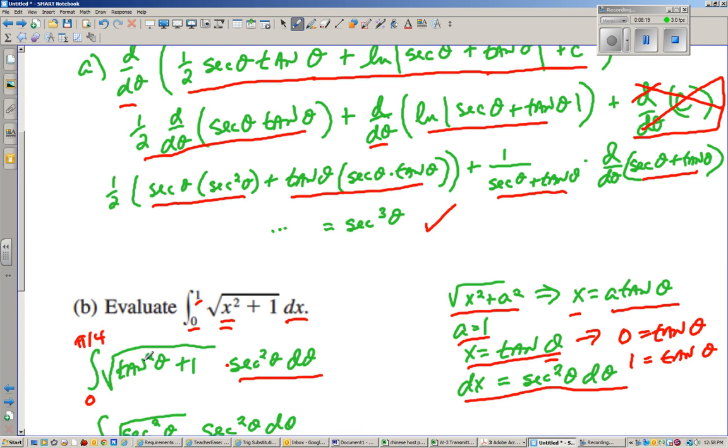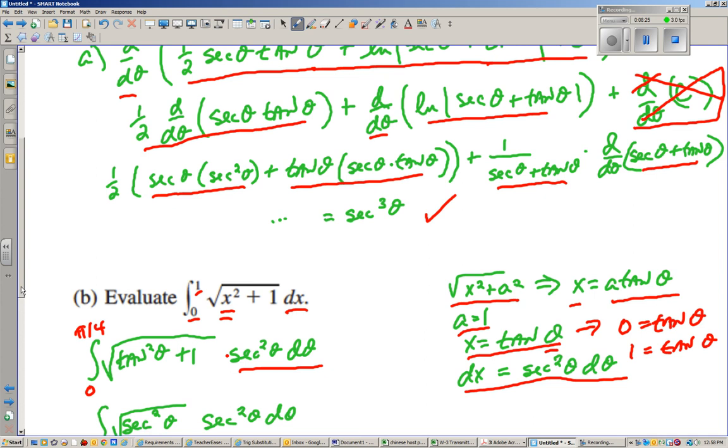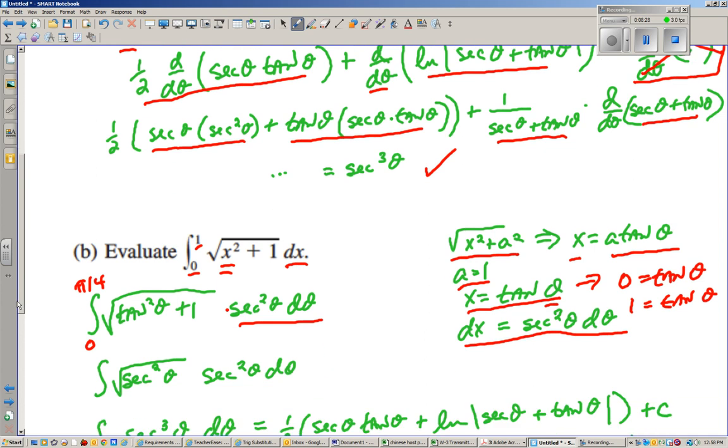Now, one of the reasons you would work with those new limits is then you wouldn't have to return to back substitution. So it'll work either way if you back substitute and use the original limits, but I just wanted to point that out as a technique.